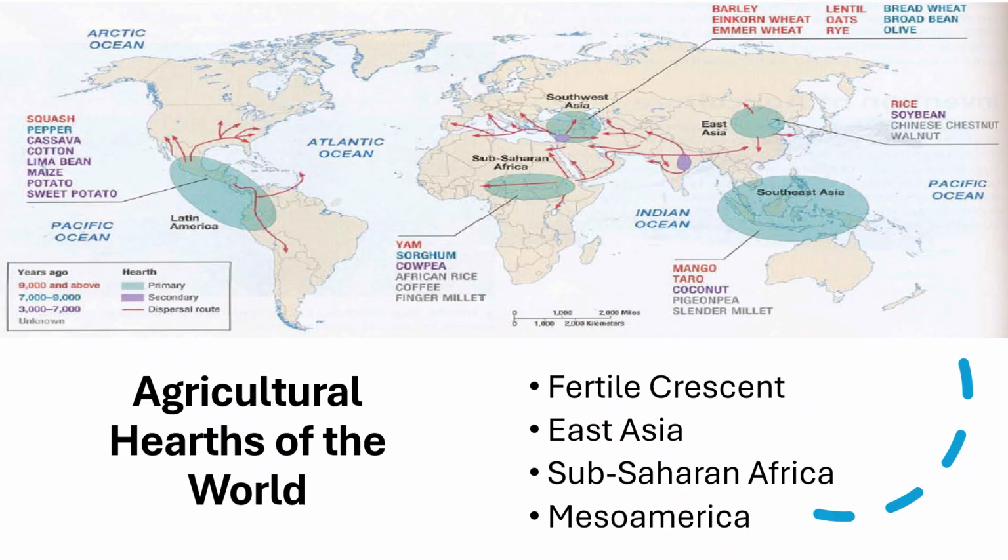Agricultural hearths in the world started with the Fertile Crescent, once again 10,000 years ago, followed by East Asia, Southeast Asia, Sub-Saharan Africa, and Mesoamerica. Different crops were grown in different areas, and as you can see on the picture, you can see some of the crops that were grown in our agricultural hearths. Grains are the most common plant grown in all the hearths, and that is where we make different breads like wheat and rye. You can also see vegetables like peppers, maize, corn, potatoes, mangoes, and olives.